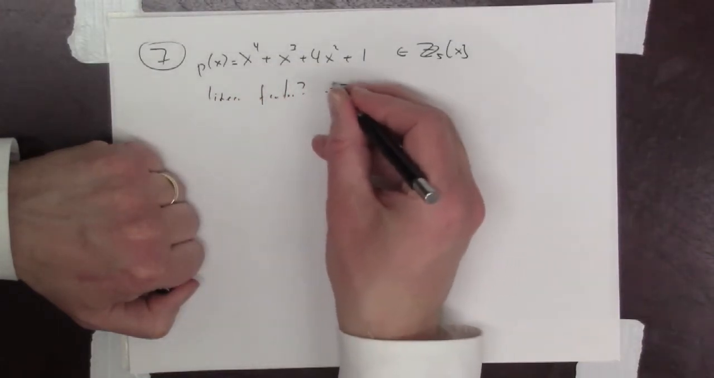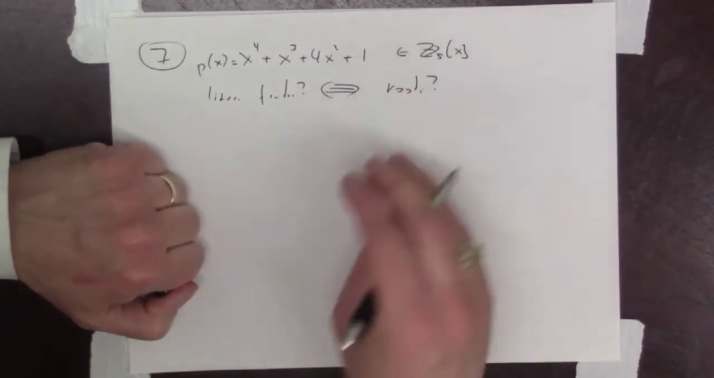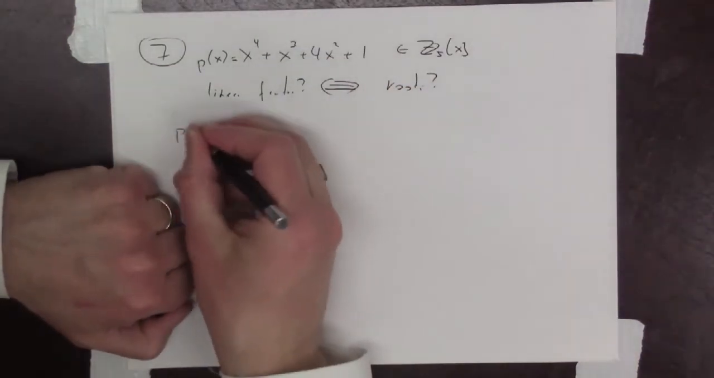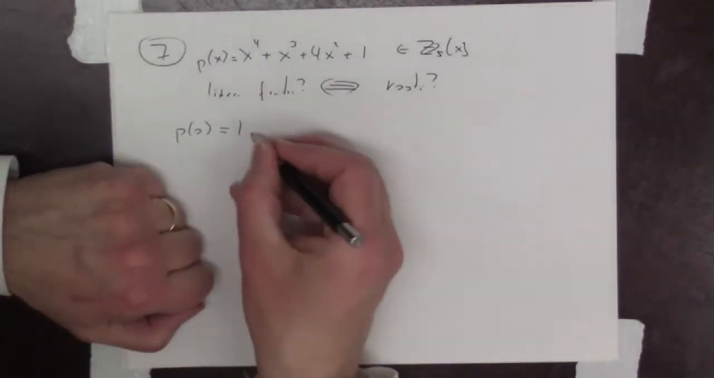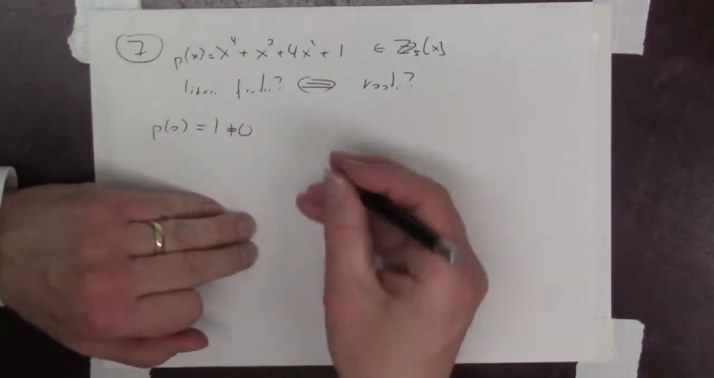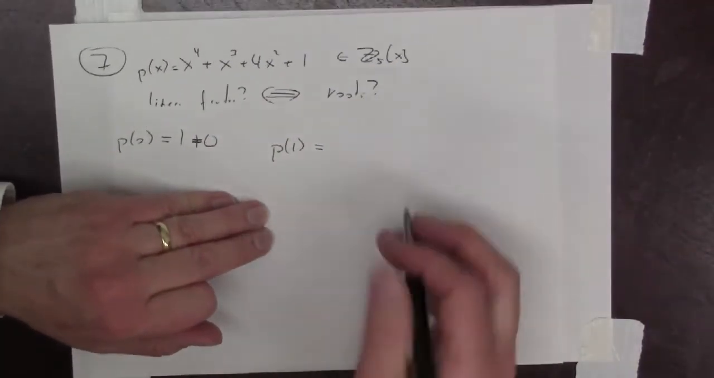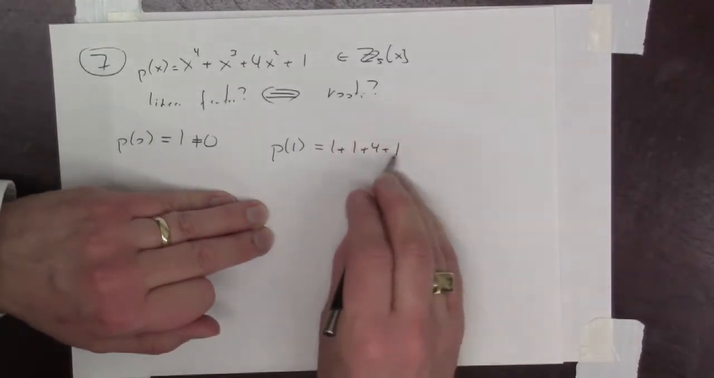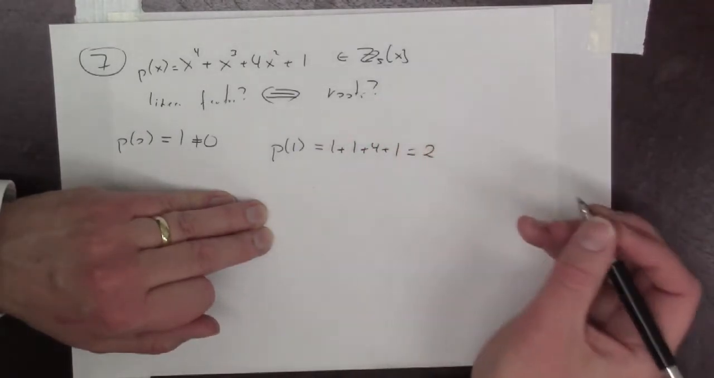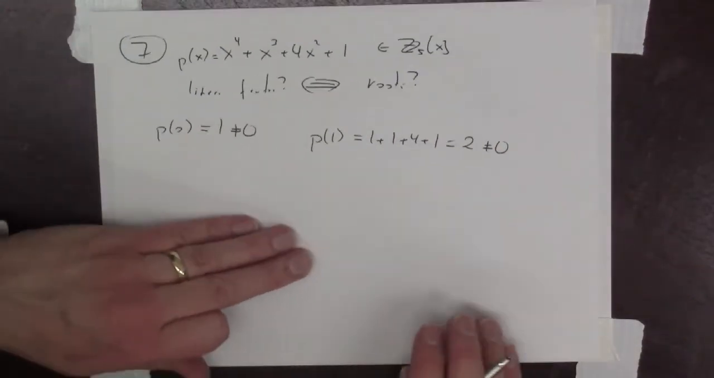Are there any roots? P of 0 is equal to 1, so 0 is not a root. What's P of 1 equal to? Well, I get 1 plus 1 plus 4 plus 1, which is 7, which is 1 mod 3, not 0. So 1 is not a root.